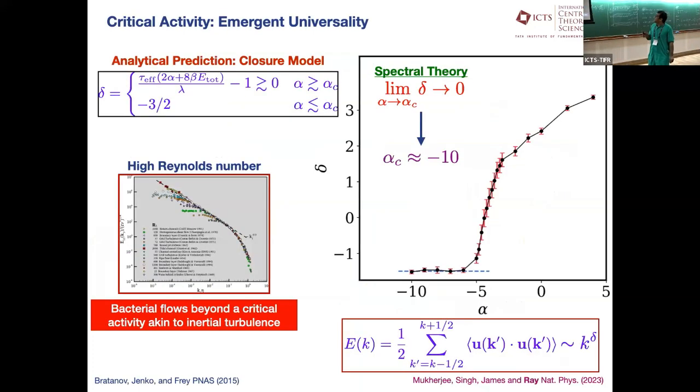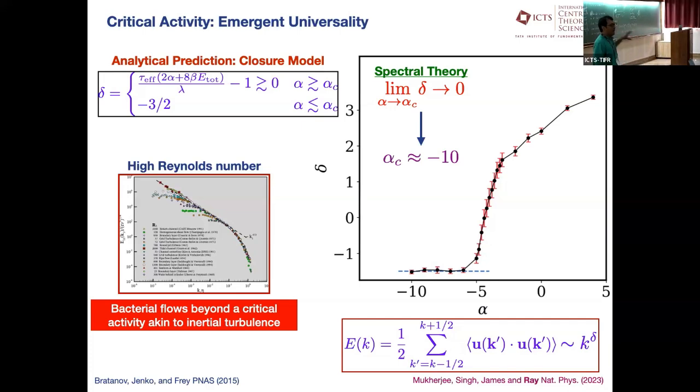All right, so how does it square up with data? These are from simulations that we did, where we actually measured the scaling exponent as a function of alpha, and you see there's this sharp drop. This fits perfectly with both the Bratanov prediction in this range and our calculation from closures. And then you see beyond this critical activity, you end up with something which sticks at -3/2.